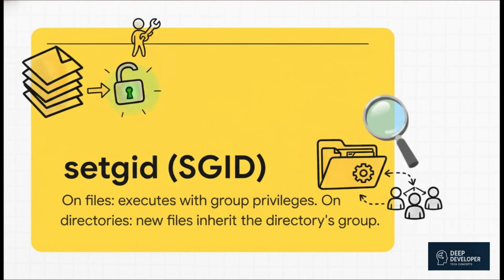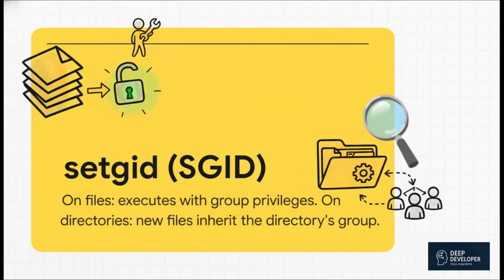Next up is SGID, or Set Group ID. This one's really interesting because it does two different things. If you put it on a file, it's just like SUID, but for the group. The program runs with the group's permissions. But where it really shines is on a directory. When a directory has SGID, any new file you create inside it automatically gets assigned to that directory's group, not your own personal default group.